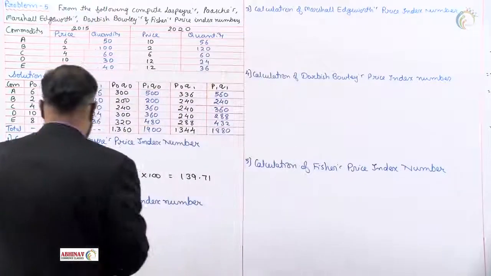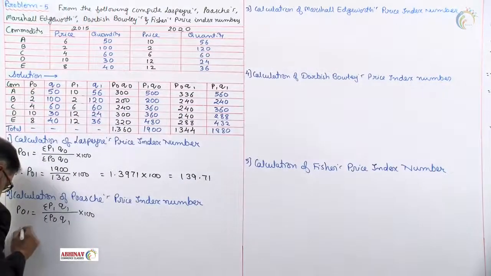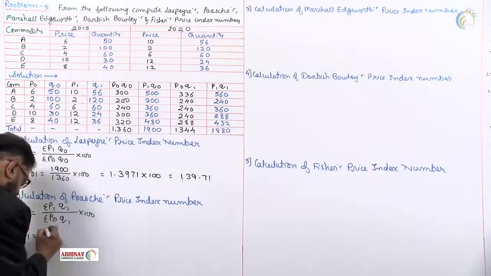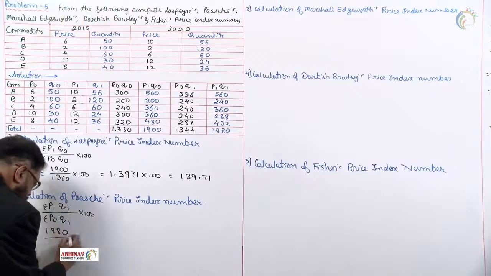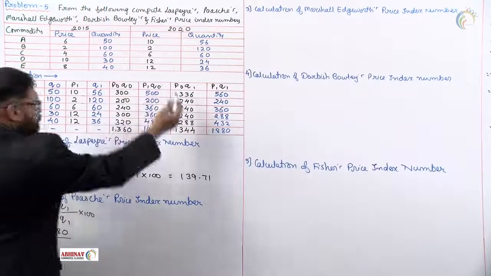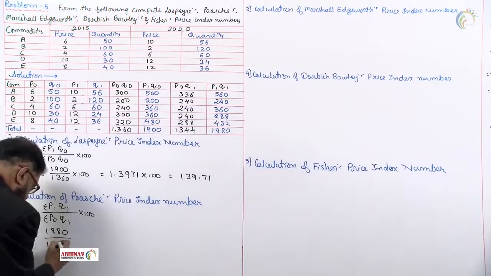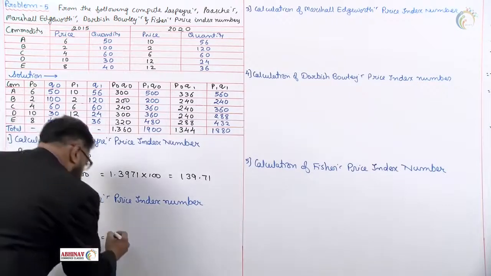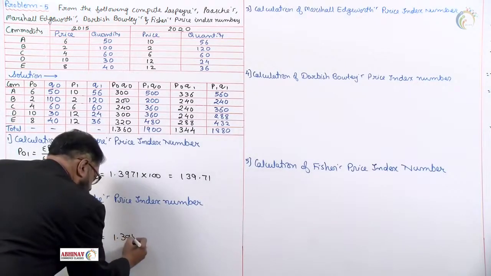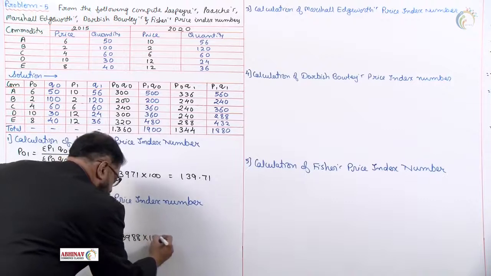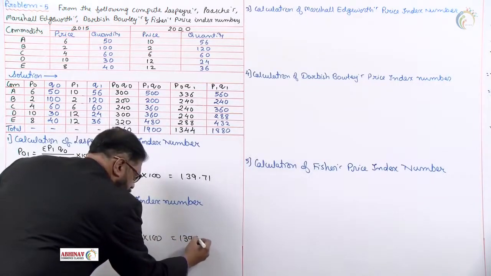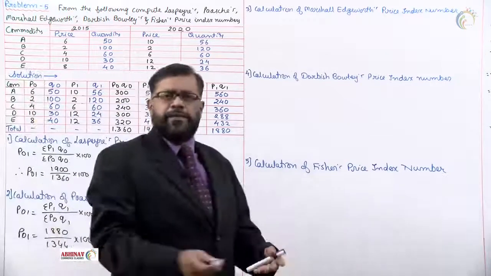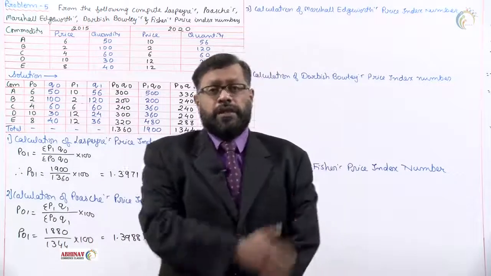Let's see Paasche's P01. Summation P1 Q1 is 1880, divided by P0 Q1, 1344, into 100. What we get is 1.3988. After multiplying by 100, the answer comes to 139.88, which is Paasche's answer. Now the rest of the formulas.